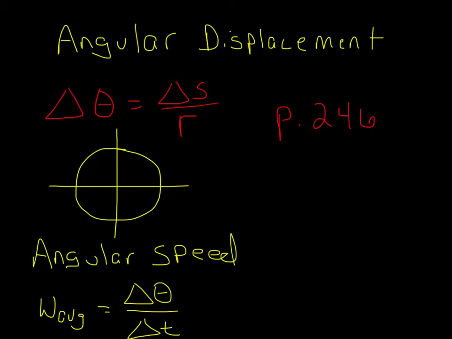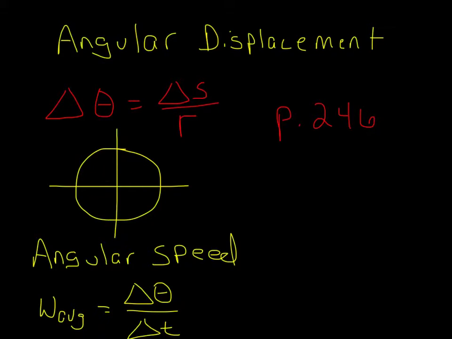Let's take a look at finding angular displacement. Angular displacement is delta theta, okay? It's how far we've moved. So starting from here, going around the unit circle, how far did we go, okay? What is our value that we went?